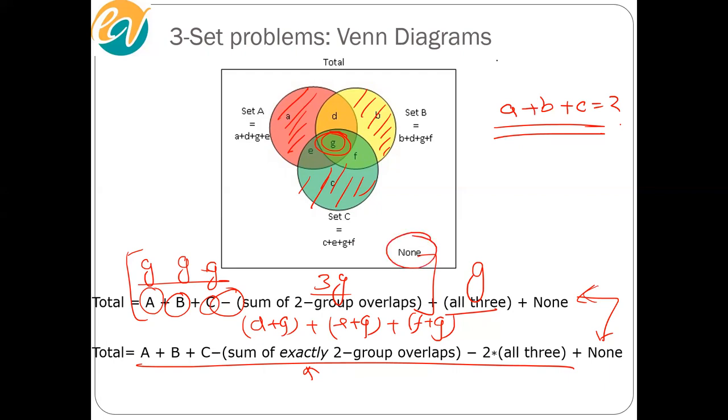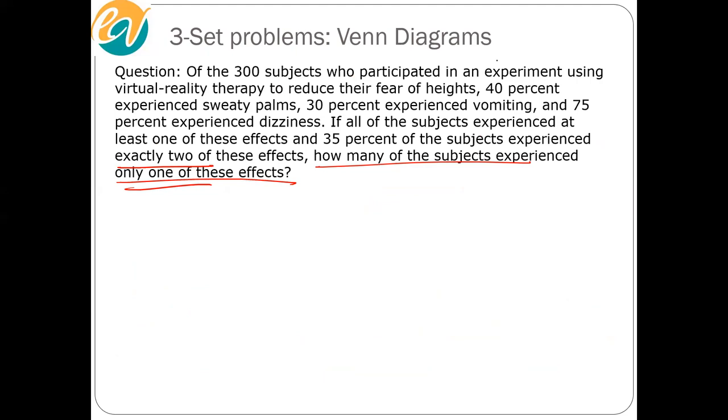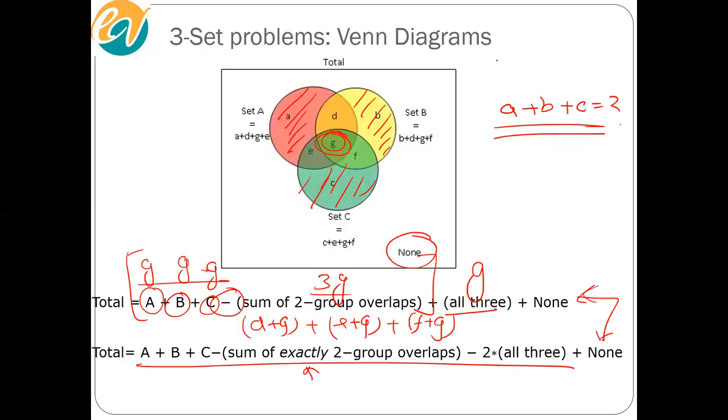0. Very nice. How do you know it's 0? Because it says at least 1. Very nice. All the subjects experienced at least one of these effects, which means there was 0 subjects who experienced none of these. So that is 0. Right? Okay. Fair enough.